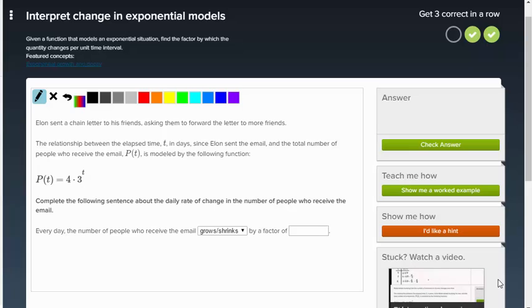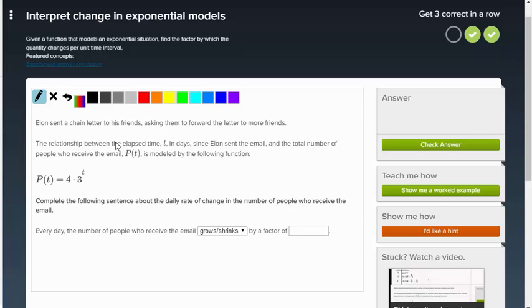So, Elon sent a chain letter to his friends asking them to forward the letter to more friends. The relationship between the elapsed time t in days since Elon sent the email and the total number of people who received the email, P of t, is modeled by the following function. P of t equals 4 times 3 to the t power. Complete the following sentence about the daily rate of change in the number of people who receive the email.